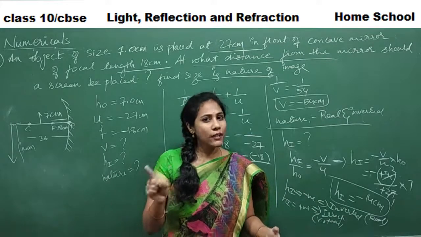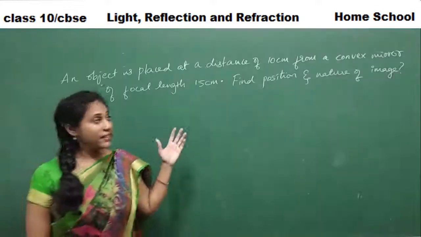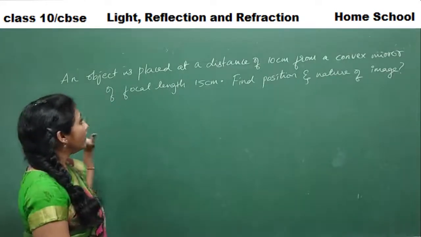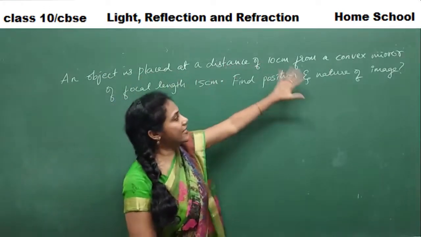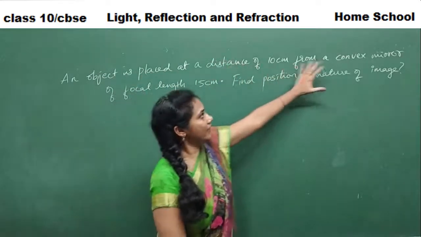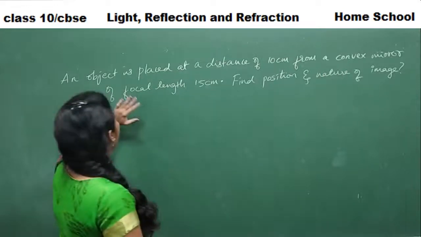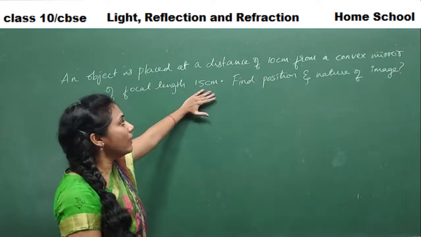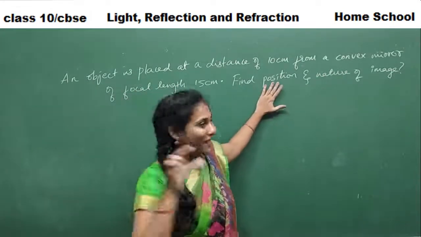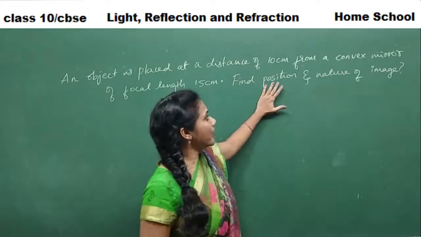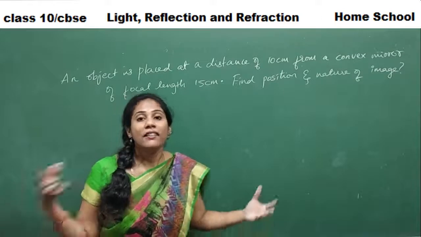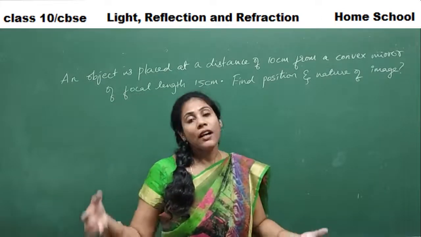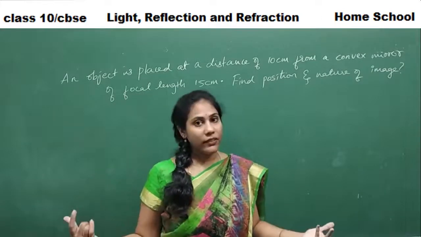Now let us take one homework question. Students, this is your homework question. Let me read out the question for you. An object is placed at a distance of 10 centimeter. Object distance is given and it's a convex mirror of focal length 15 centimeter. Find position, that is image position you have to find out, and also find the nature of image. Nature you have to tell whether it is virtual, erect or real, inverted.